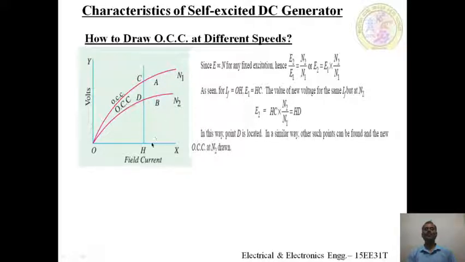So that we will get the point HD. That is, point D is located in this way. It is one of the points of the OCC at the other speed N2. In this way, other points can be found, and we can draw the new OCC at another fixed speed N2 from the OCC for N1.